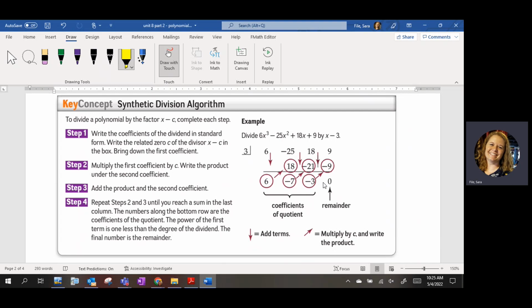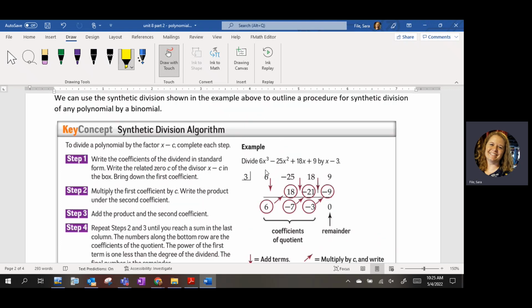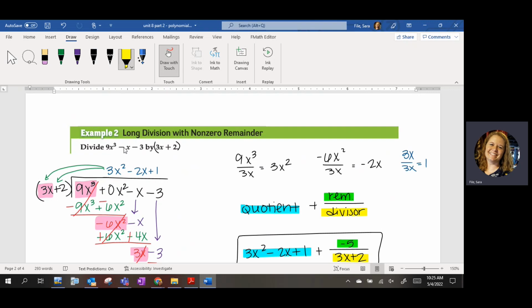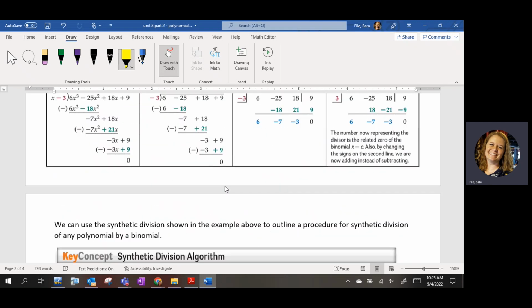This last number you end up with is your remainder. So a 0 remainder means that x minus 3 is a factor of that polynomial. The rest of these numbers are the coefficients of your quotient. And remember, your quotient drops a degree each time we do the division, okay? So remember up here in the long division, we started out with x cubed. We divided out an x factor. So we went to x squared. It's always going to drop 1 degree.